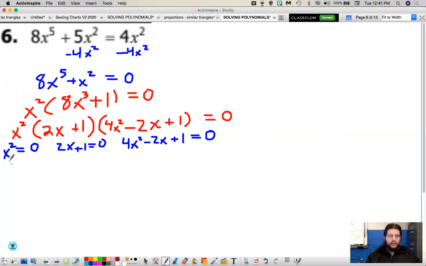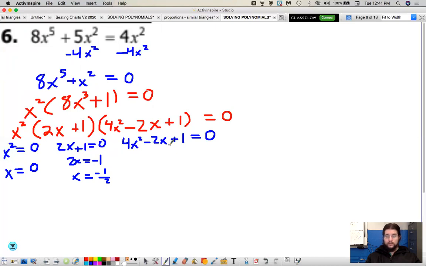Okay, it's a quadratic, so what? Who cares? It's 0, people. Come on now. It does have a multiplicity of 2, though. Solve this one. 2x equals negative 1. X is negative a half. Subtract 1 from both sides, then we divide it by 2.